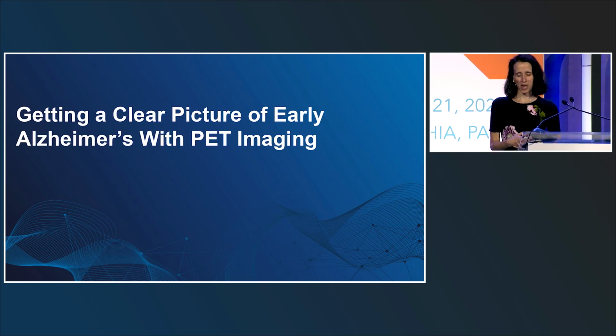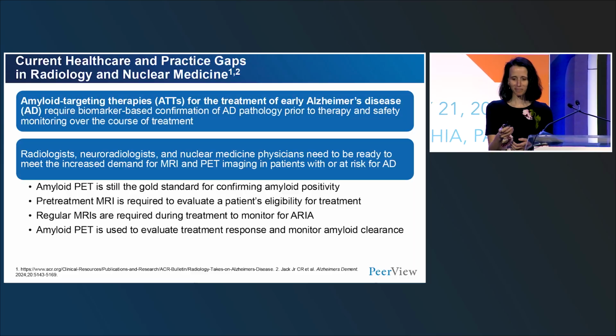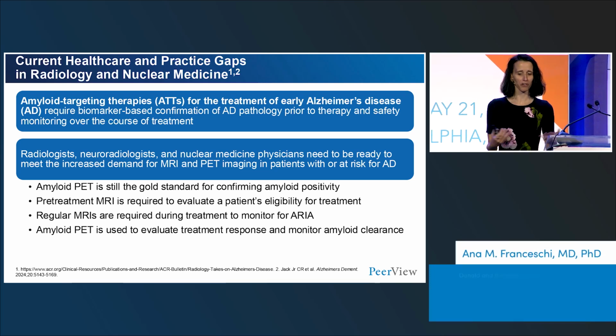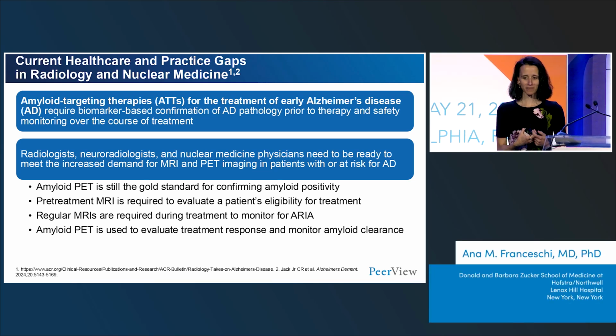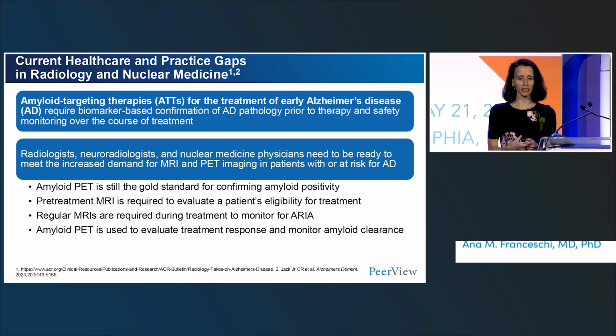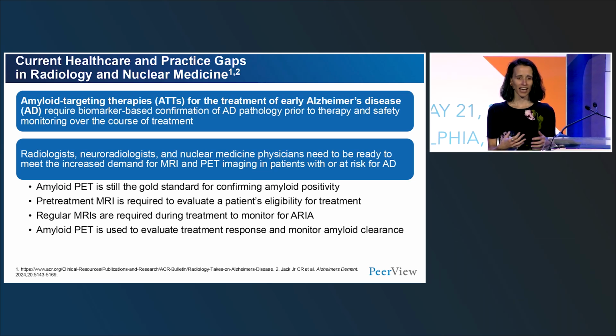And like I said, I'll just start with molecular imaging and specifically amyloid PET in patients presenting with cognitive impairment. So we are all aware of amyloid-targeting therapies that are currently on the market available for treatment of patients with early Alzheimer's disease. And in order for patients to be eligible for treatment, all of the patients need confirmation of AD pathology that is biomarker-based, either via CSF or by molecular imaging, meaning PET. So radiologists, neuroradiologists, and nuclear medicine physicians really need to be ready to meet the increased demand for both MRI and PET in patients in this landscape.